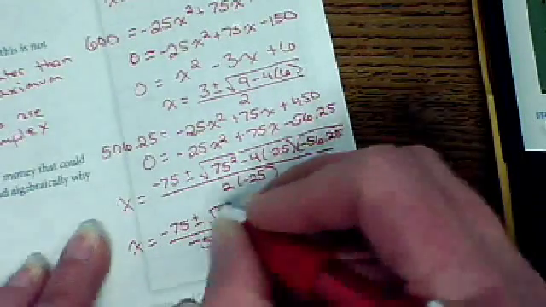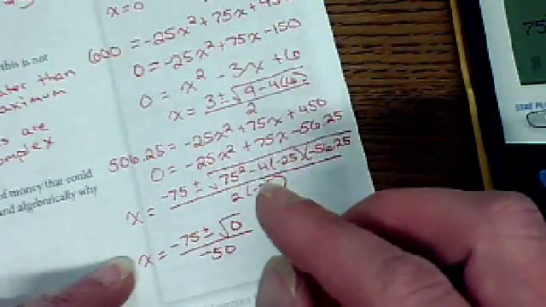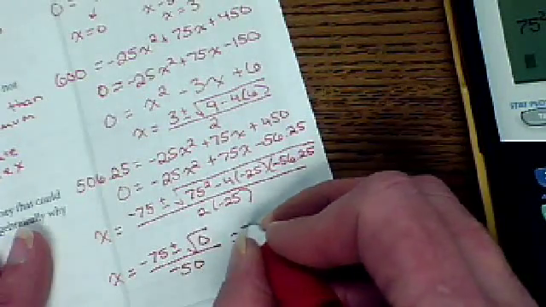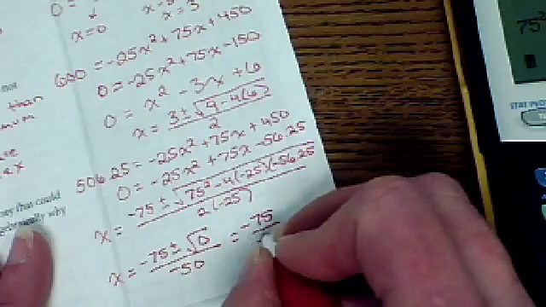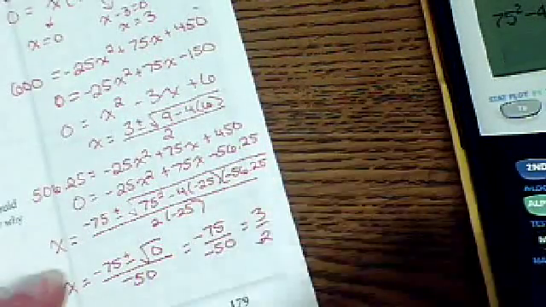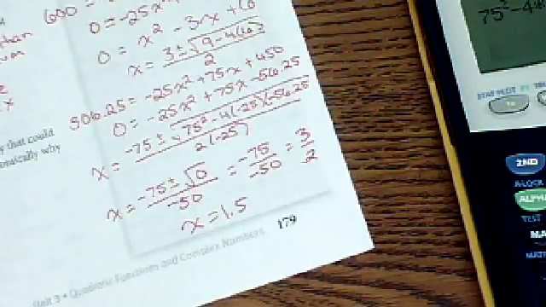Oh, yeah. If the discriminant is 0, don't you end up with one solution? One real rational solution? We do. It's negative 75 divided by negative 50, which is 3/2, or 1.5. So knowing that that discriminant is 0 means we only have one real solution.